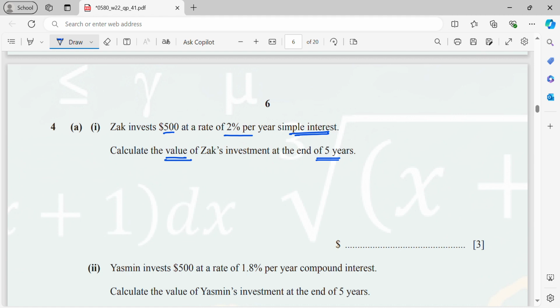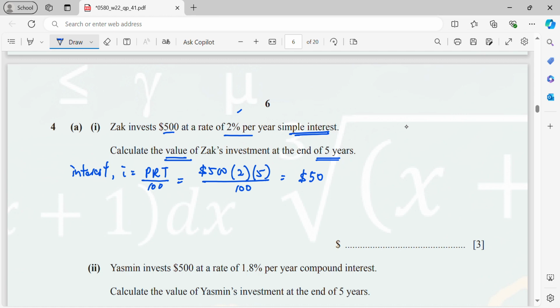Okay, so for simple interest, the interest I is PRT over 100. This is the interest. The P is $500. The R is 2%, so it means that it's 2. The T is 5 years. Then over 100, because of 2%, so 2 over 100. That means here I will be getting $50 as the interest.